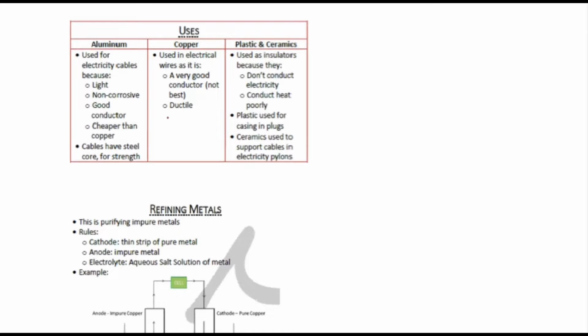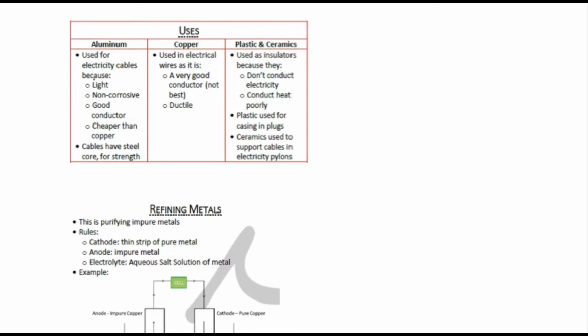Uses: aluminium, copper, plastic, and ceramics. So I want to see the usage of three of these substances. So for aluminium, used for electricity cable. Okay, electricity cable in front of the house or in the town, you know, at the pole there, so they put aluminium as the electricity cable.